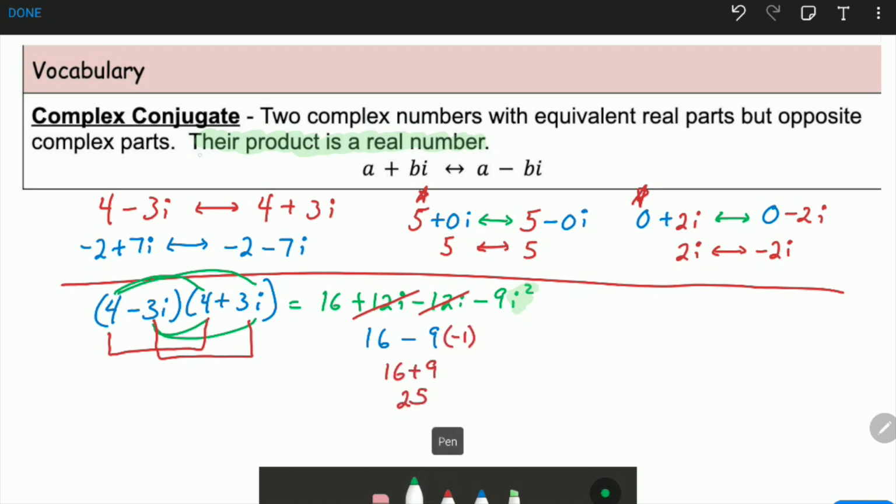Now, the product being a real number means that no matter what complex number you choose, when you multiply by its conjugate, you're going to get a real number, or a number without the i part in it. So no matter what combination, when you multiply complex conjugates, you're always going to get a real number, and the i's will all cancel out. And that's everything about conjugates.